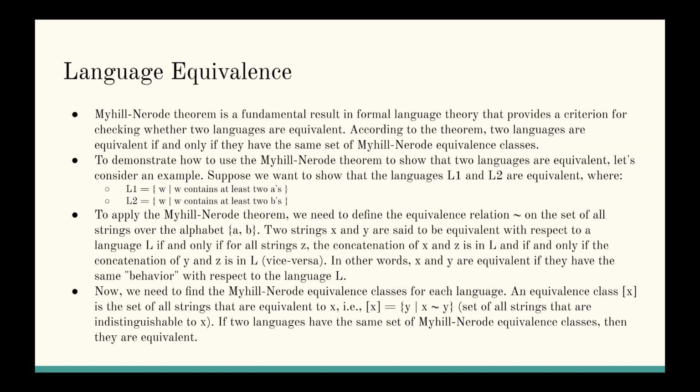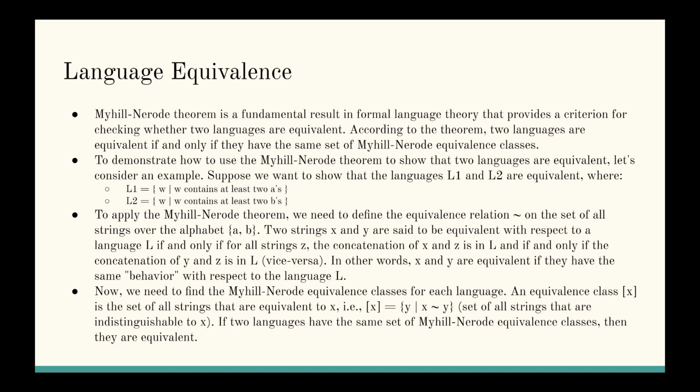So to apply the theorem, we can define the equivalence relation. Two strings X and Y are said to be equivalent with respect to a language L if and only if for all strings Z, the concatenation of X and Z is in L if and only if the concatenation of Y and Z is in L. In other words, X and Y have to have the same behavior with respect to the language L.